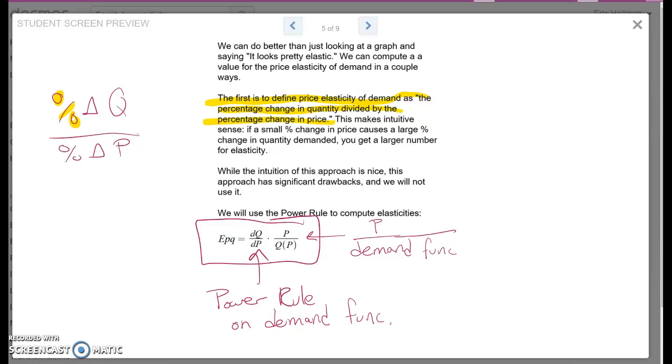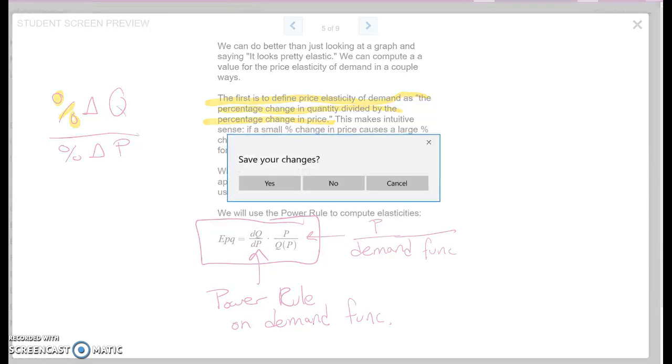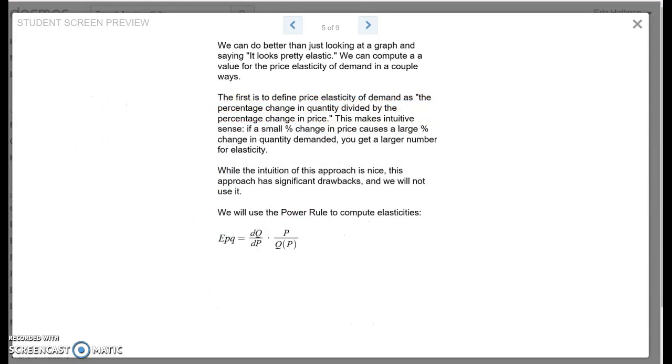Okay, this is actually pretty straightforward, so hang on. No, I don't want to close out. I want to do that. Okay, good.